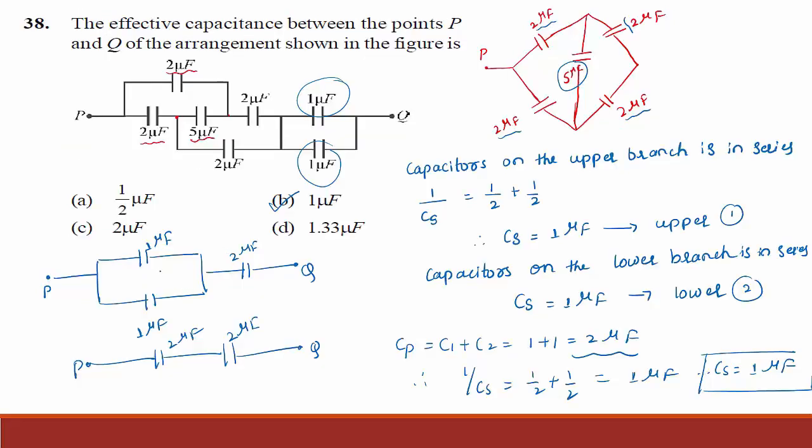So again these two are parallel to each other. We can use the equation C1 plus C2. So again we got 2 microfarad. At last these two are like a series combination. So the final answer is 1 microfarad.